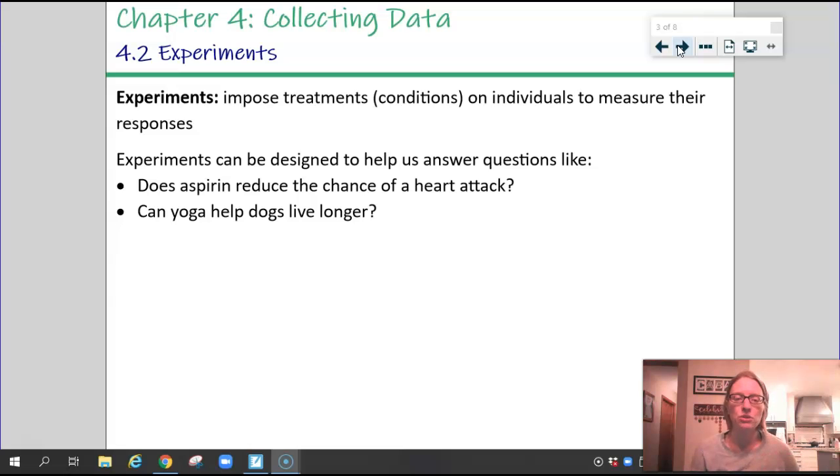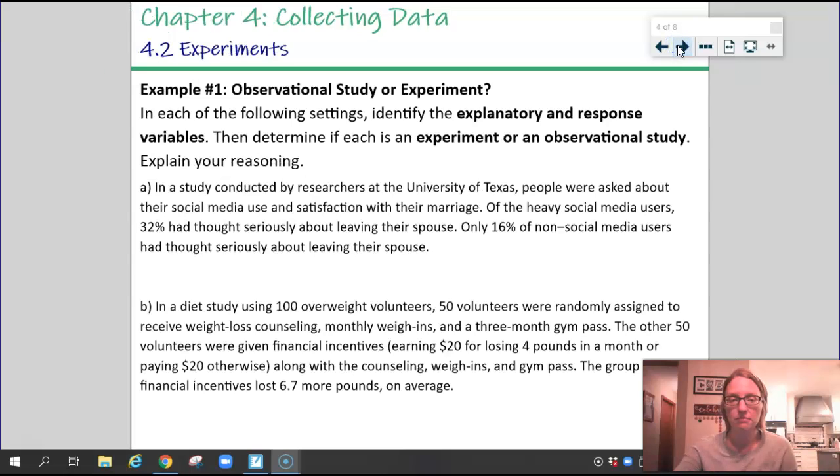Some questions that might be answered with experiments. Does aspirin reduce the chances of having a heart attack? Can yoga help dogs live longer? Let's take a look at an example to understand the difference between an observational study and an experiment. So here in A and B, we have 2 different scenarios described. Go ahead and read each, and I want you to determine a couple things. What are the explanatory and response variables? And then is each situation either an experiment or an observational study? Pause to do both A and B, and then replay the video when you're ready to hear the answers.